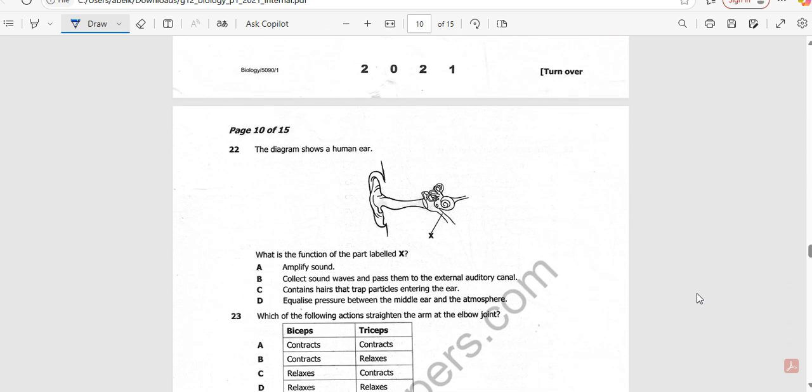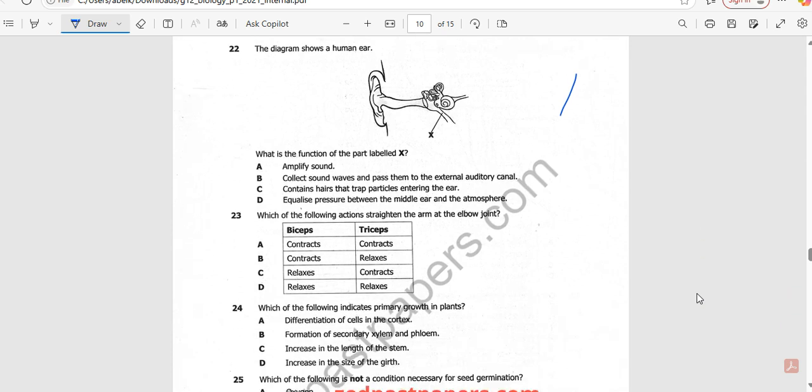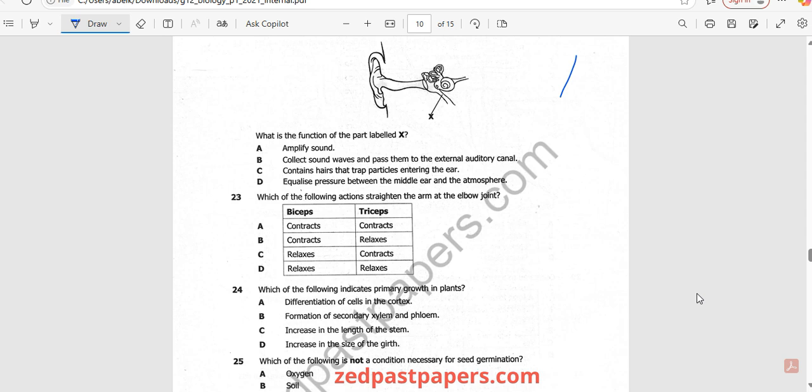The diagram below shows the human ear. Normally, the human ear does not come in section in paper 2, it's not common. On paper 1, it's like the brain. These are sensory organs. So we have the Eustachian tube, which works with the equalization of pressure. Options: amplify sound, correct sound waves, contains air that traps particles, or equalize pressure between the middle ear and the atmosphere. Yes, so the answer is D.